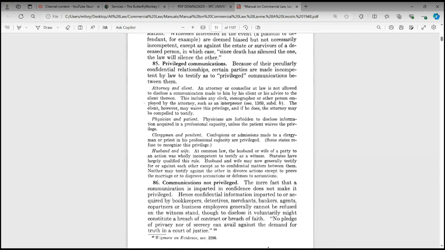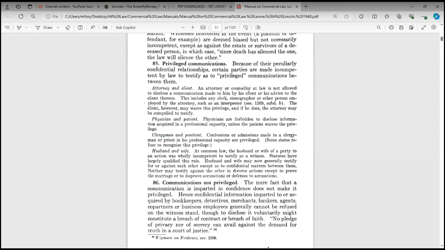Privileged communications. Because of their particularly confidential relationships, certain parties are made incompetent by law to testify as to privileged communications between them. And I'm not going to read them all, right? But you have attorney and client, physician and patient, your preacher, clergyman and penitent, and husband and wife. No, I don't want to read them.